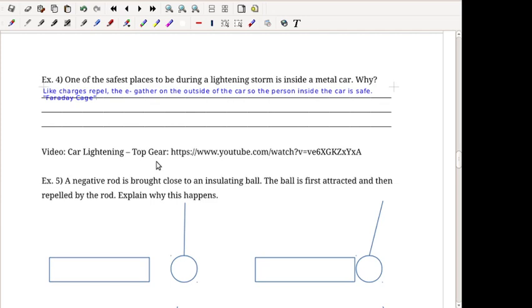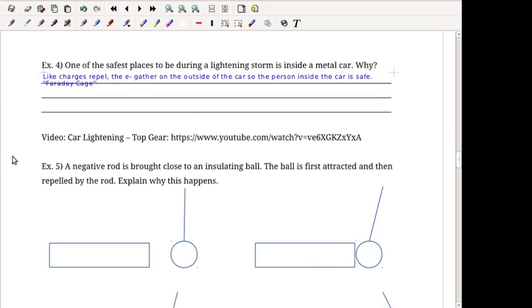Pretty cool, right? Did you think it would work? Were you afraid he was going to get fried? Guess if it turns out that it's on YouTube, he probably turned out okay. Let's keep going as we learn more about positive and negative charges.